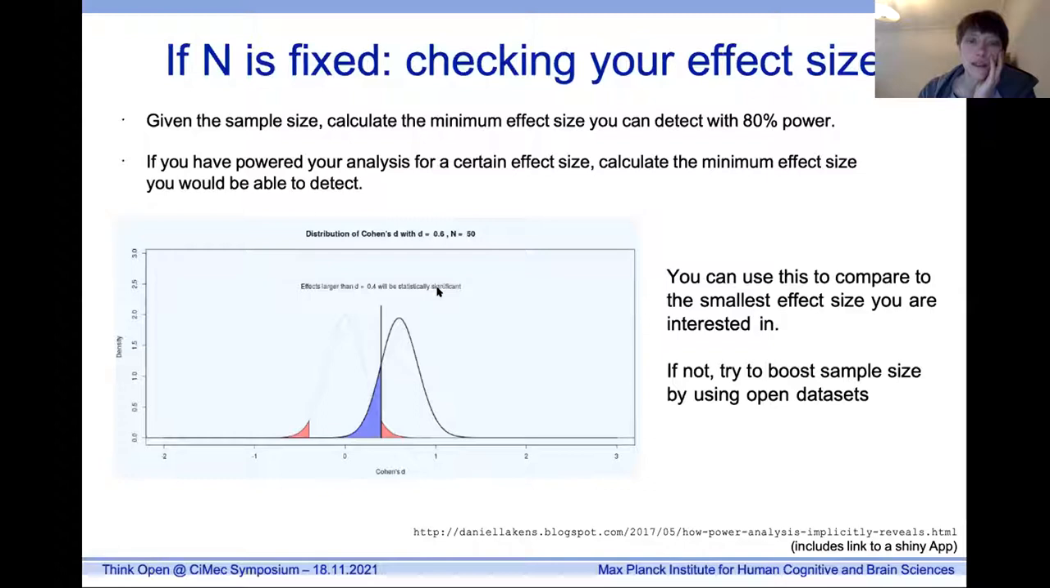So if you have performed this power analysis for your behavioral data and then think, maybe my fMRI effects will not be that large, then probably you should adjust. So you can use this to compare with the smallest effect size that you're interested in. Yeah, and in any case, I don't want to stress it too much, but if you think, if I'm honest, my sample size is a bit too small, then try to boost it by using open data sets, collaborations, and all of that. So I think this is really very valuable.